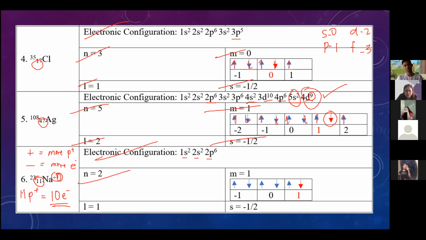And the last configuration, pa-admit, wala man si Brian nag-enter sa Zoom. So hindi ko siya ma-admit.